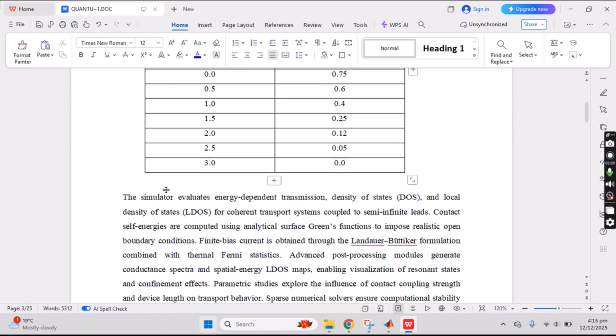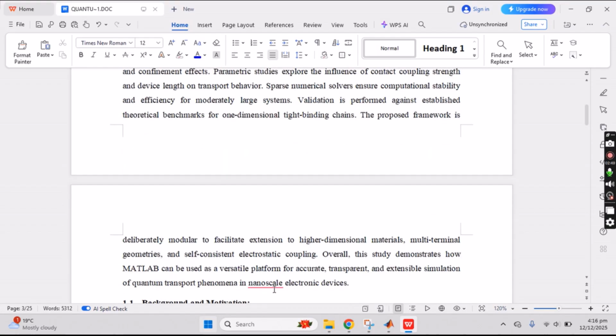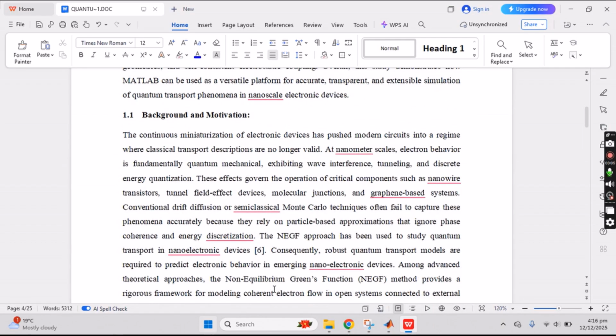Next, I have added the energy versus transmission parameters, which we have used in MATLAB as well. The advanced post-processing modules generate the conductance spectra and the spatial energy LDOS map, enabling the visualization of resonant states as well as the confinement effects. The proposed framework is deliberately modular to facilitate extension to higher-dimensional materials, multi-terminal geometries, and self-consistent electrostatic coupling.